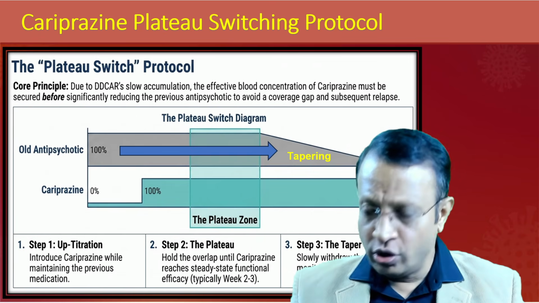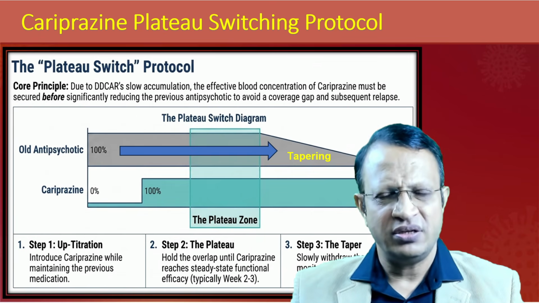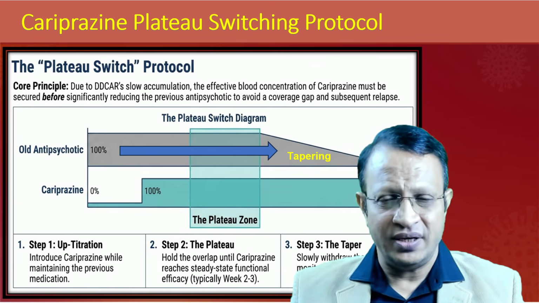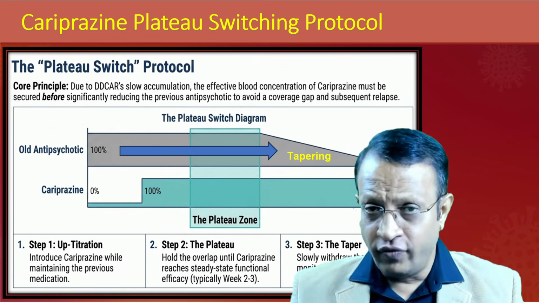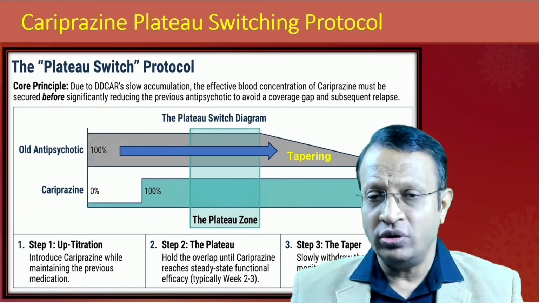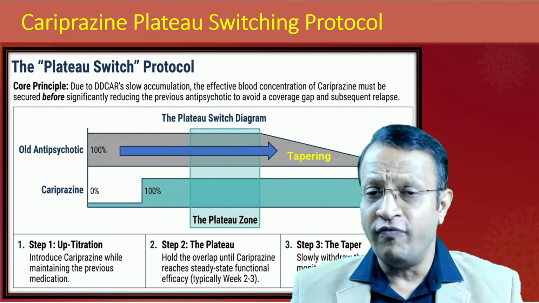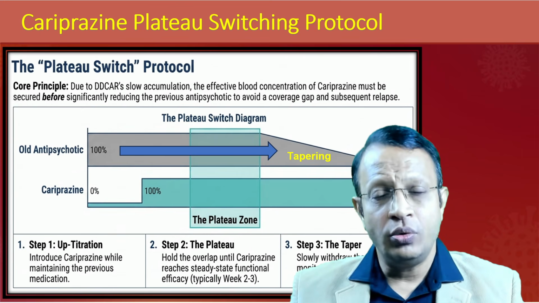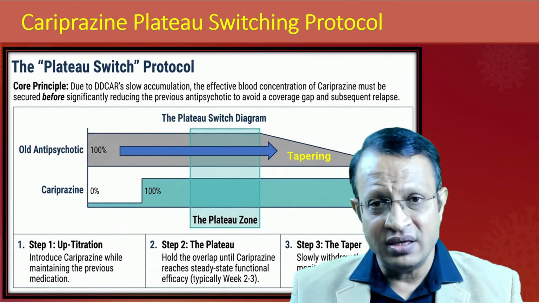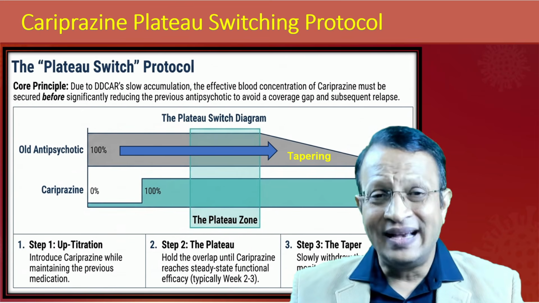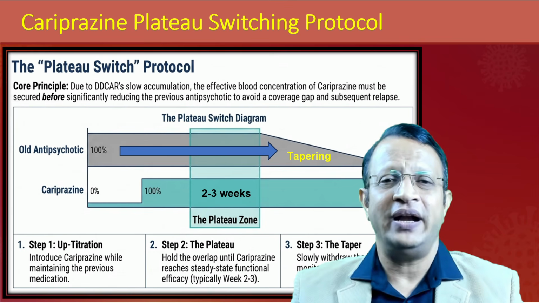You need to continue the old antipsychotic at the full dosage and add cariprazine at the full effective dosage. Continue both. Once you reach 1 month of both medications, only then do you taper the antipsychotic. By doing this, you will decrease the rebound side effects, my dear friends.